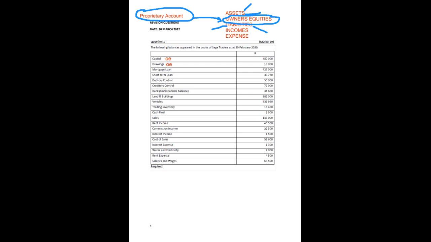Let's try the next one. What do you think about mortgage loan? Under which group will it fall? Remember, if you say it's an asset, you must tell me whether it's a current asset or non-current asset. If you say it's a liability, which liability? Non-current liability. You are correct. It is non-current liability. Let me just write NC next to it like that, okay? What about the short-term loan? Current liability. Current liability, thank you so much.